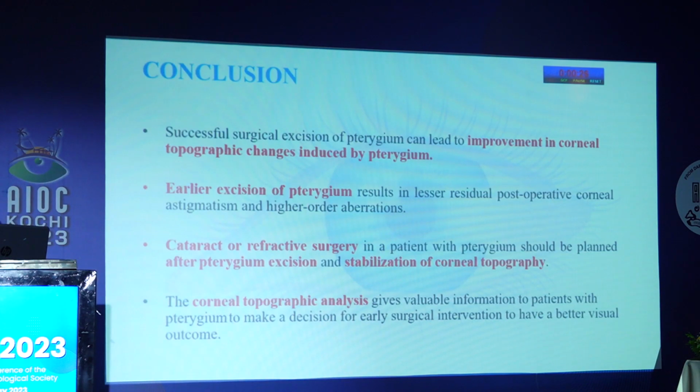Conclusion: successful pterygium excision can lead to improvement in corneal topographic changes induced by pterygium. It can lead to improvement but not complete reduction. Earlier excision of pterygium results in lesser residual postoperative corneal astigmatism and higher order aberration. Cataract or refractive surgery in a patient with pterygium should be planned after pterygium excision and stabilization of corneal topography.